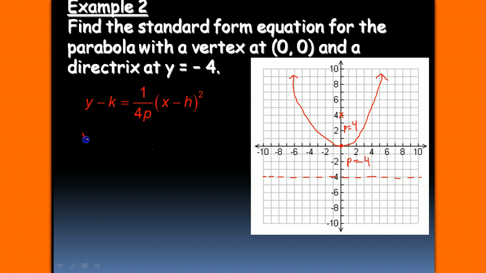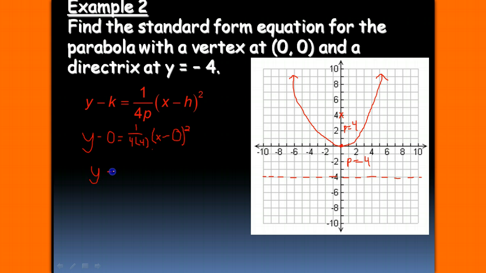All right, so we're going to start doing the problem. It's going to be y minus k, but our k is 0, so we can just leave it as minus 0. Well, let's just put it in here just to be safe. y minus 0 equals 1 over 4 times p, which is going to be 4, times x minus h, which is 0, 0 squared. Okay, and then we're just going to go ahead and simplify. Now we know that this p is positive, by the way, because again, it moves up from the directrix and up from the vertex. So we can look at that. So we're going to simplify this problem a little bit.